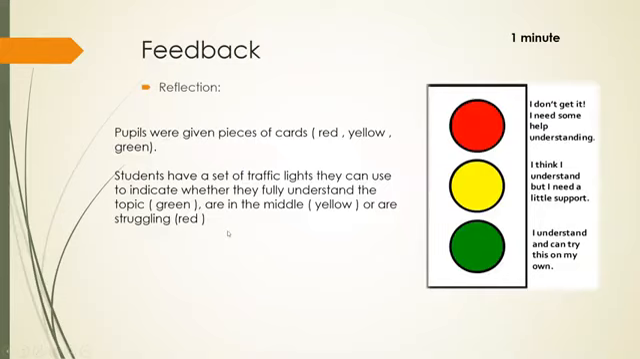For the reflection, pupils were given pieces of cards, red, yellow, and green, like a set of traffic lights they can use to indicate whether they fully understand the topic, the green card, are in the middle, the yellow card, or are struggling, the red card. And after this, I could analyze their reflection and ask some questions about their problems.